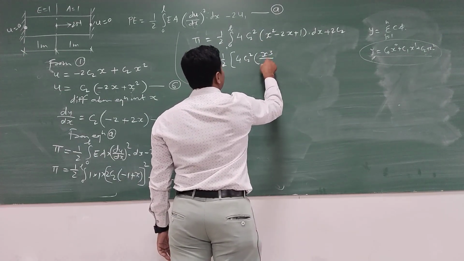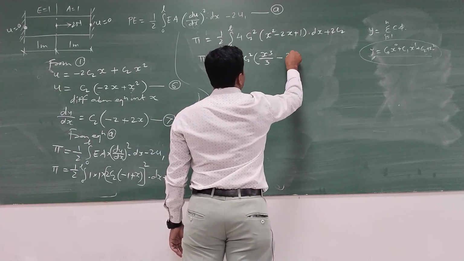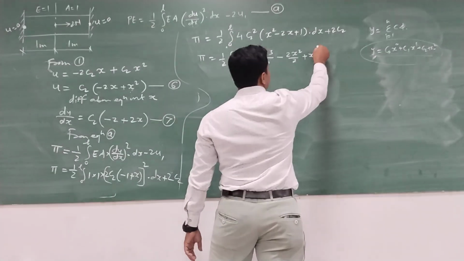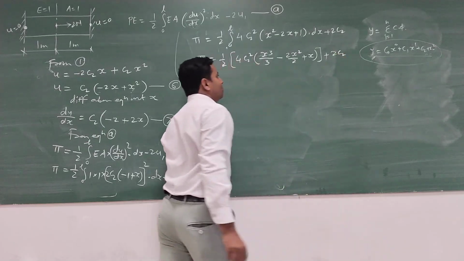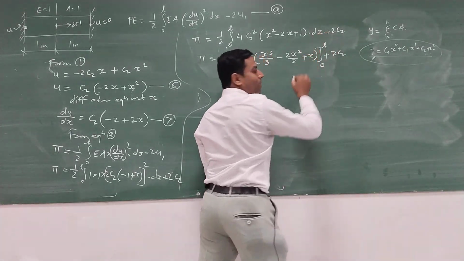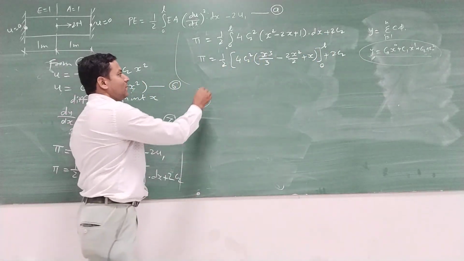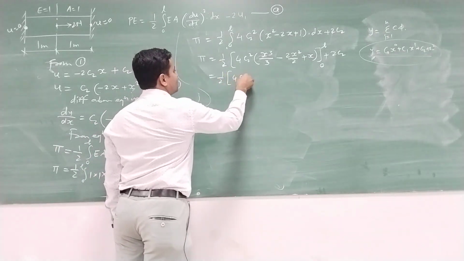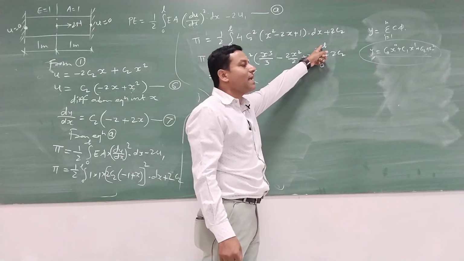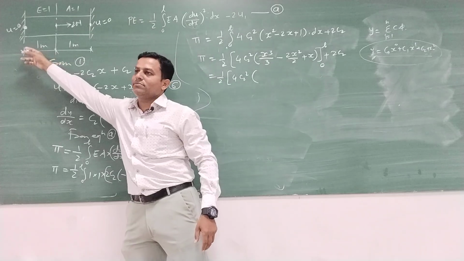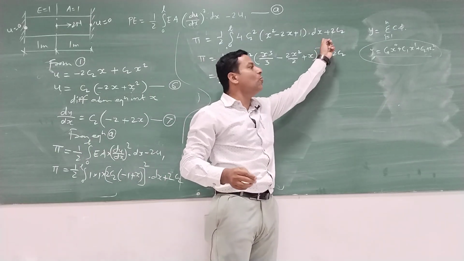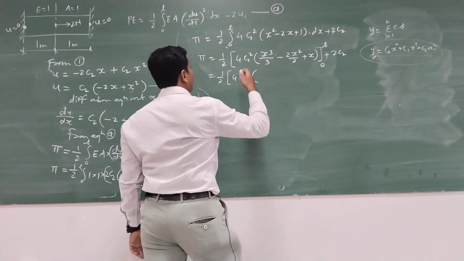x³/3 − 2x²/2 + x + 2c2, and we'll have to apply the limits from 0 to L. So 1/2 4c2 squared, 0... And what is L here? What is the maximum length here? Minimum is 0, maximum is 2, meaning 0 to 2. So we'll apply 0 to 2.